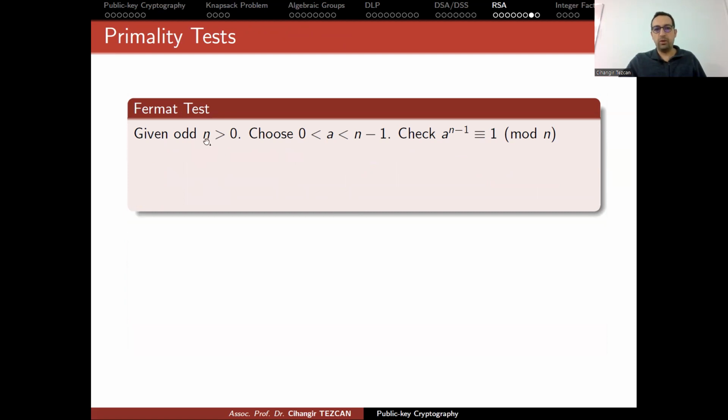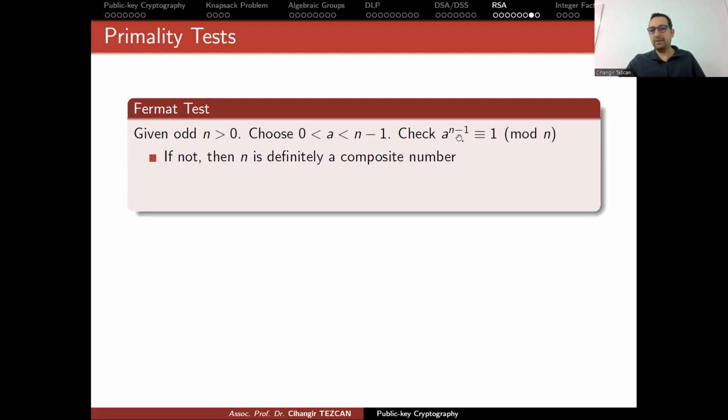Choose an odd n. This is what we choose. It is a large odd integer, and we want to check if it is prime or not. So what we do is as follows. We randomly choose an integer a, calculate the n minus 1th power of it modulo n, and check if it is equivalent to 1.